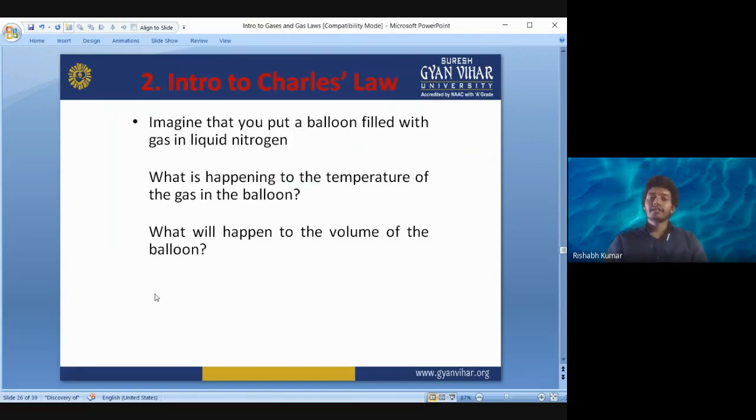So imagine that you put a balloon filled with a gas in liquid nitrogen, right? Liquid nitrogen freezes anything, as you may know. Okay, so what is happening to the temperature of the gas in the balloon? Agar aapne kisi balloon mein liquid nitrogen dala, temperature ko kya hoga? What will happen to the volume of the balloon? Uske balloon ko kya hoga?